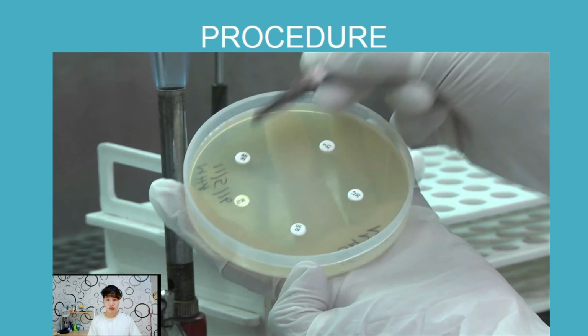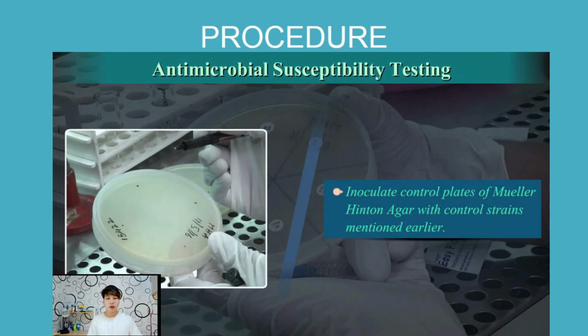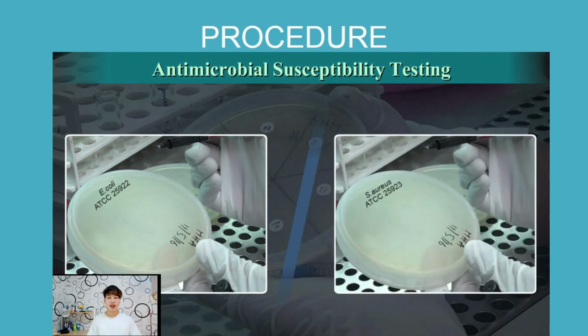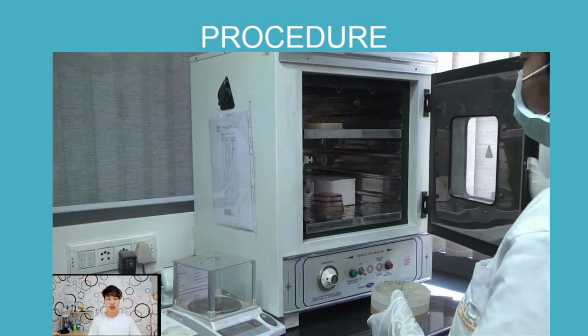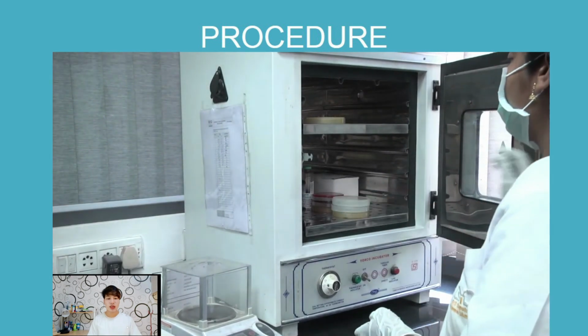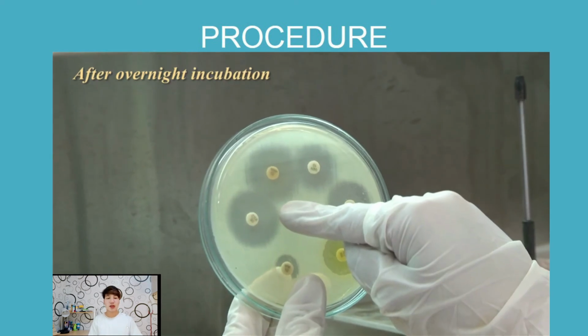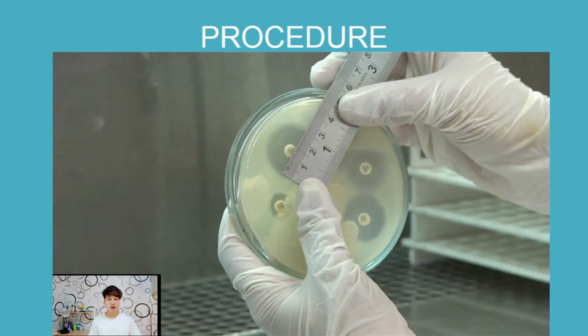Inoculate the control strains. Take note that the Mueller-Hinton agar plate should be of the same batch as the test plates, and the antimicrobial agent should be similar to the ones that are applied on the test plates. Incubate the control and the test plates within 30 minutes at 35 degrees centigrade for 16 to 18 hours. After the incubation period, examine the control and the test plates to ensure the growth is uniform.